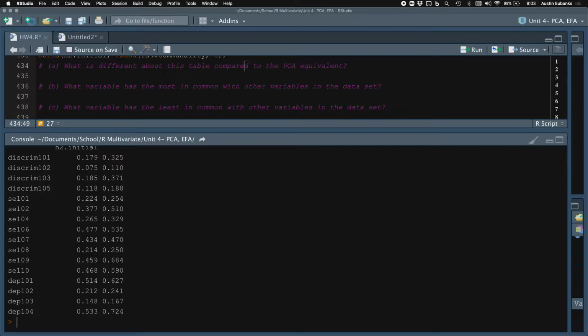Anyone at all? Got some good information in the chat here. Yeah, I'm seeing several answers popping in here. If you remember, when we did the principal components analysis, that initial was just one for all of them. It uses all the variance, which isn't the case when we have a factor analysis. So which variable has the most in common with the other variables in this data set?